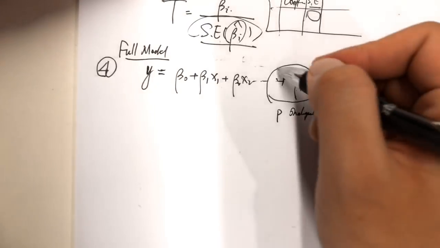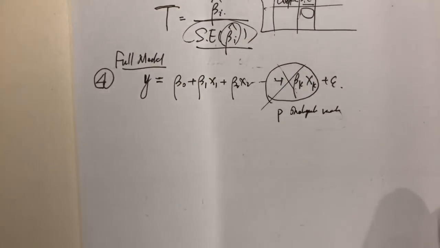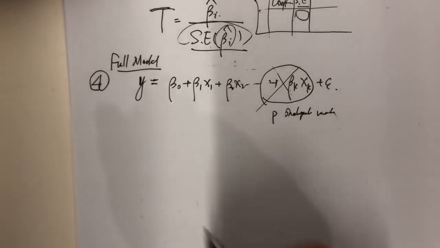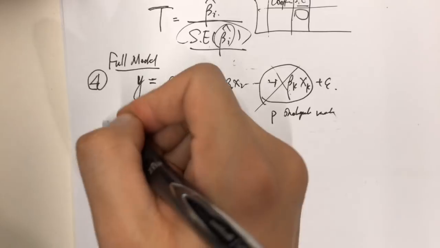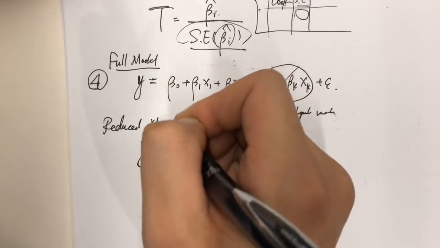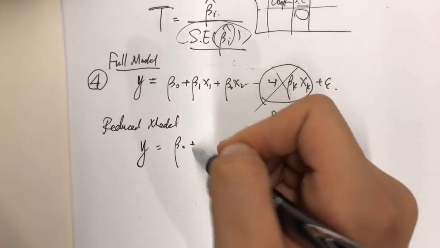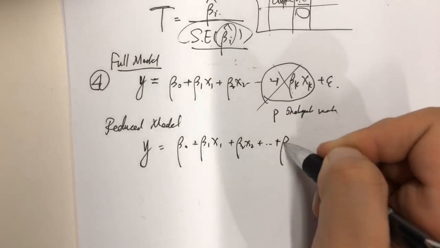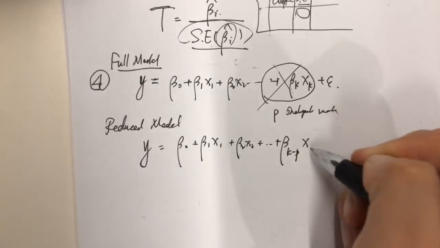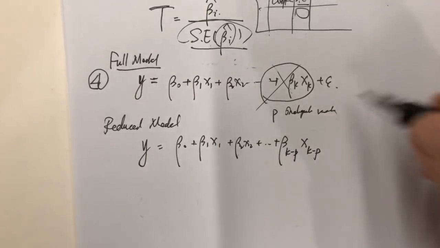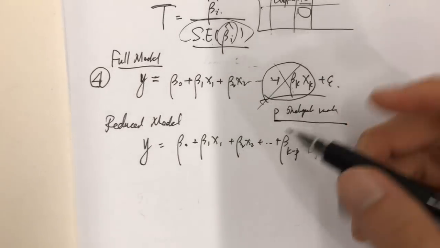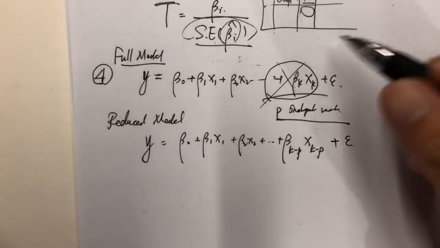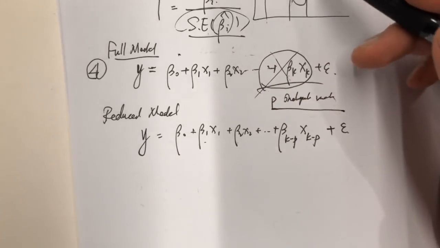Okay, I want to remove p independent variables from this model and see if this restriction is valid or not. So the reduced model becomes beta 0 plus beta 1 x1 plus beta 2 x2 plus and so on until beta k minus p x k minus p. So the last p independent variables are actually removed from our model, all right? So this is the full model and the reduced model.